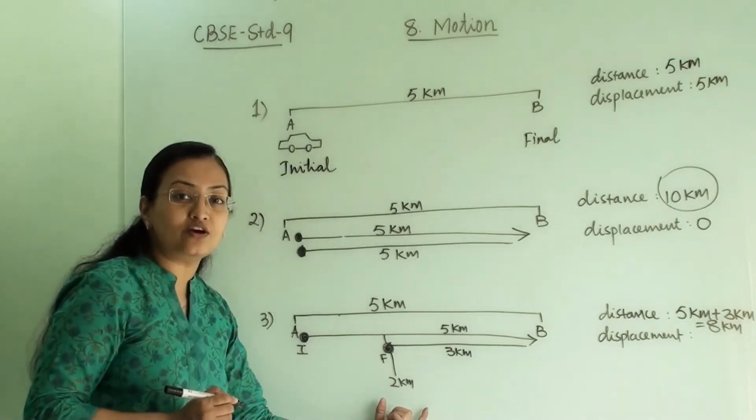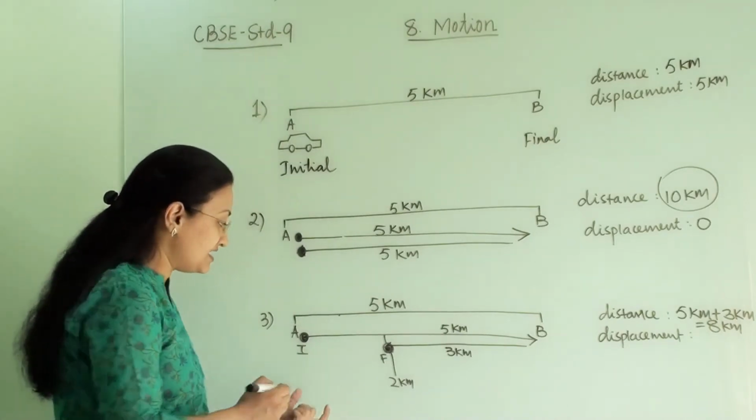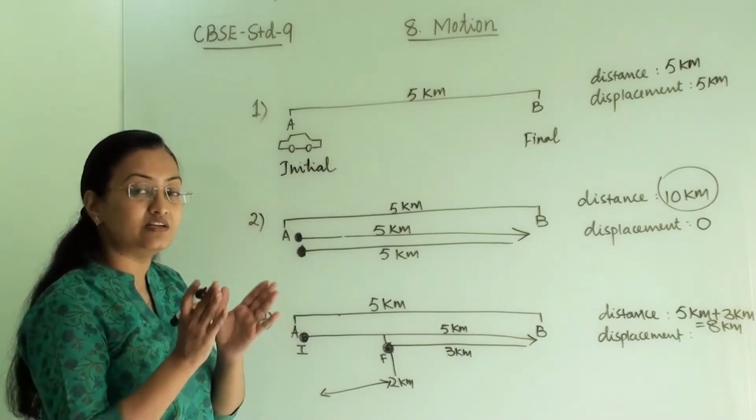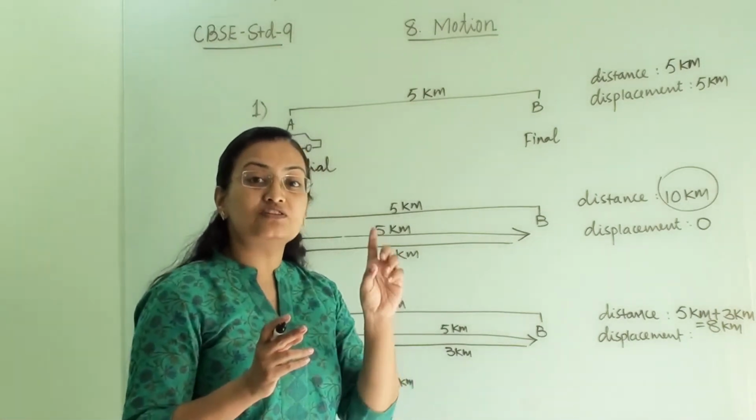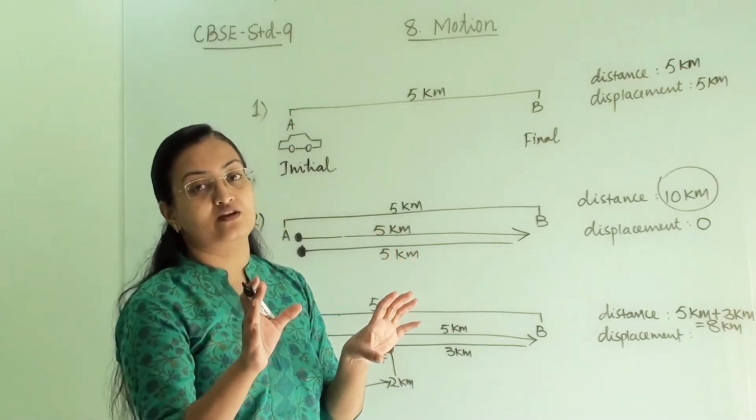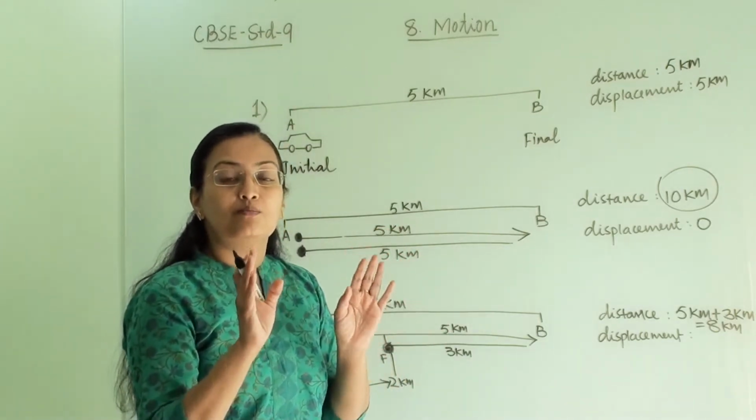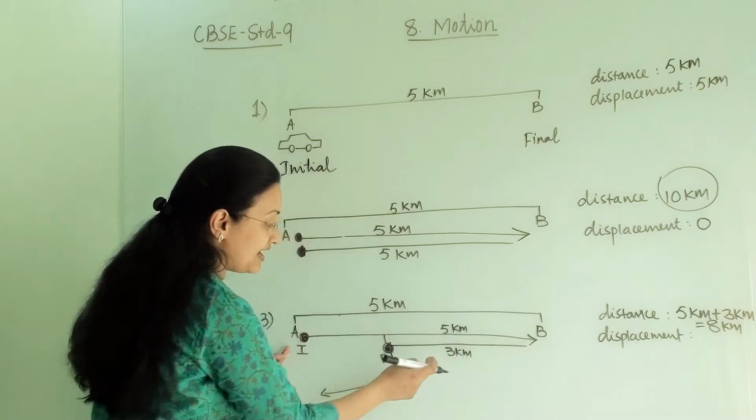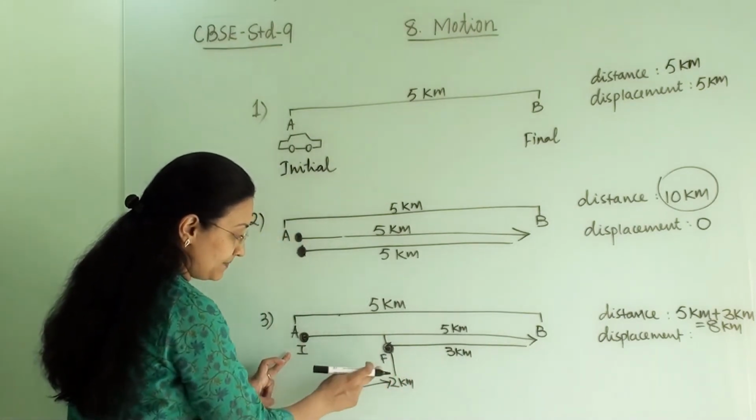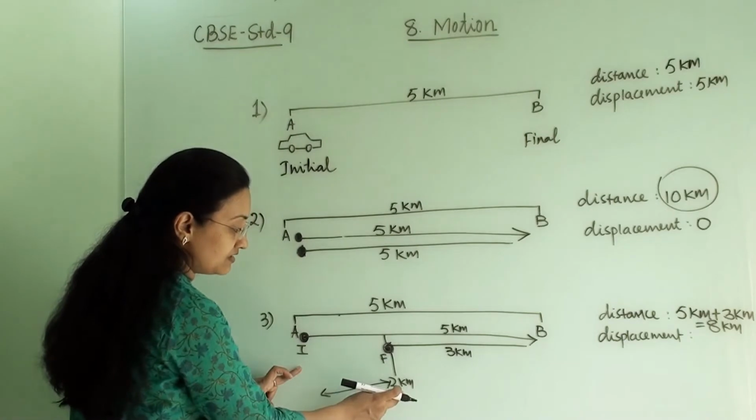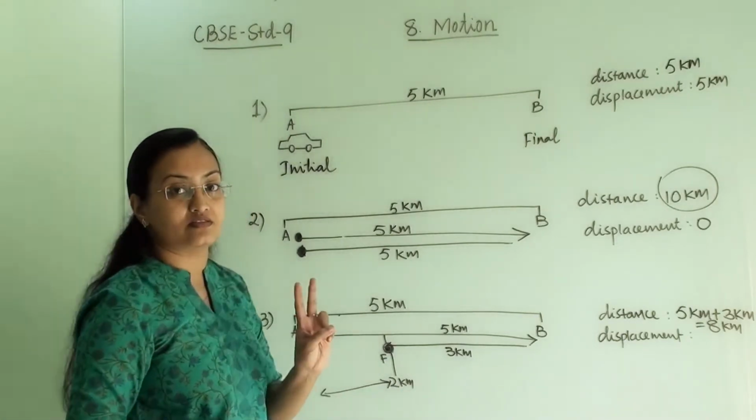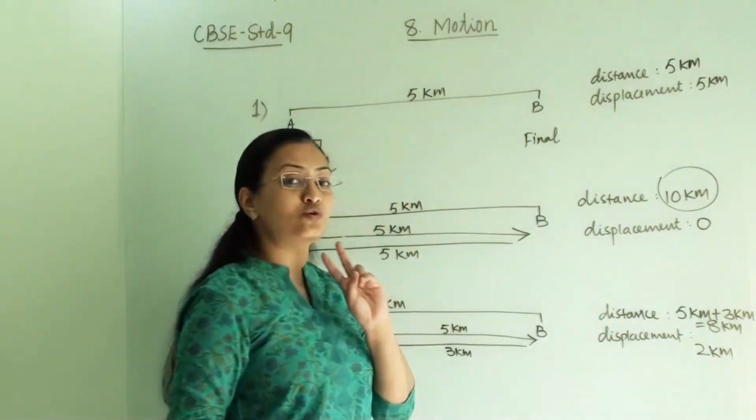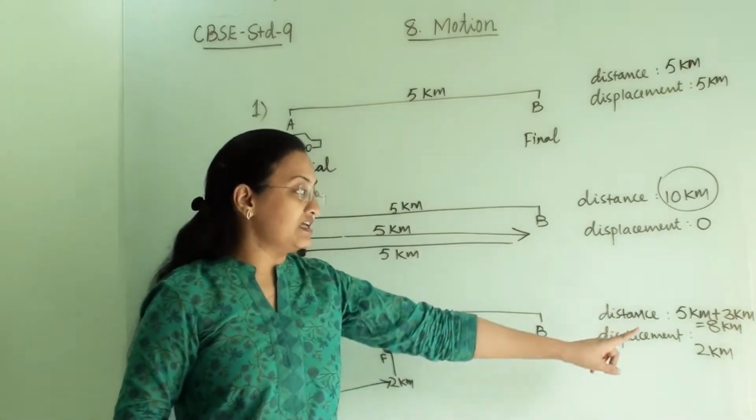So what is the movement of the car? Actually it is this much only. Because what is displacement? Displacement is the difference of initial position to final position, or the distance covered by the body from initial position to final position. Even though it has gone till here and come back here, the actual movement, earlier it was here, now it is here. So it has covered only 2 kilometers. So in this case, displacement is 2 kilometers, but the distance is 8 kilometers.